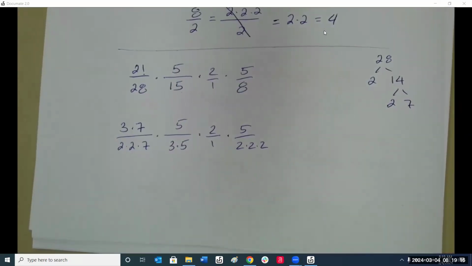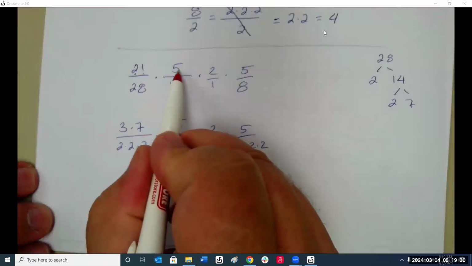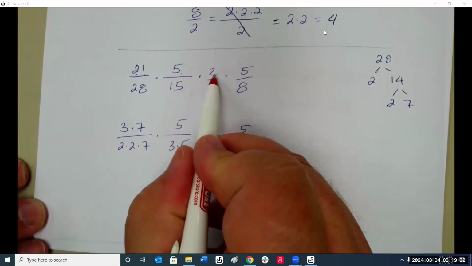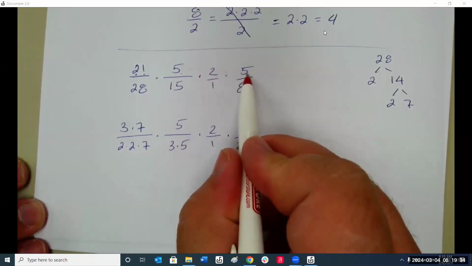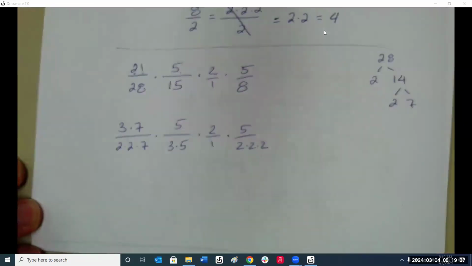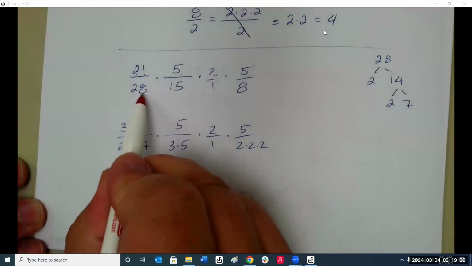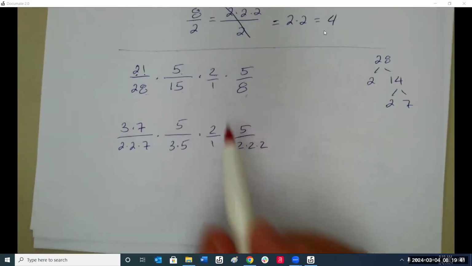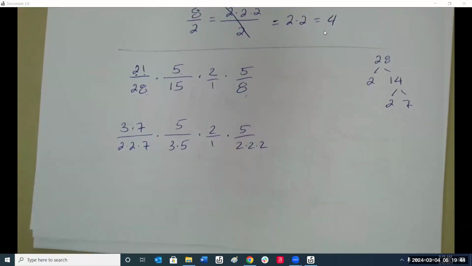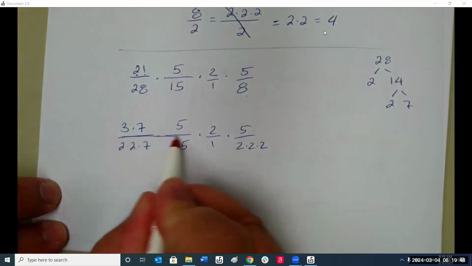A lot of students are taught in school whenever you multiply fractions, always just multiply top by top, bottom by bottom. That's the worst thing you can do. Because think about it. 21 times 5 is 105. 105 times 2 is 210. 210 times 5 is 1,050. Divided by this even bigger number. Then what are you going to do from there? You're going to see what they have in common.